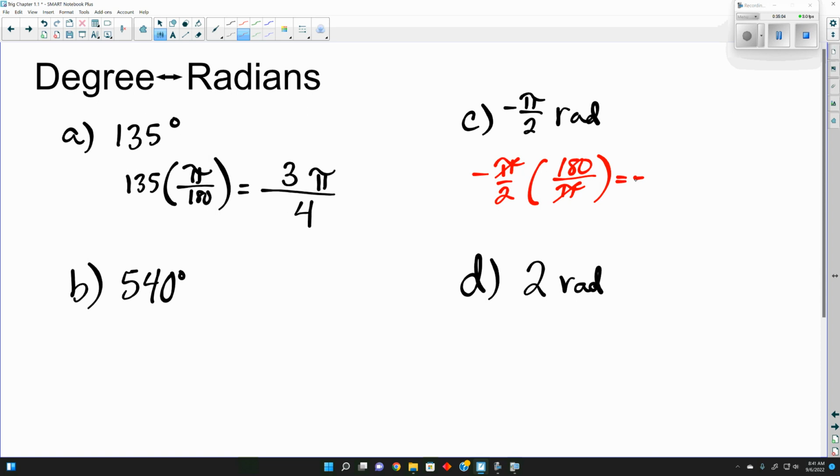What would be in the numerator? That's the only thing left on top. 180, yes? What's the only thing left on bottom? So we would have what? 180 over, what's 180 divided by 2?